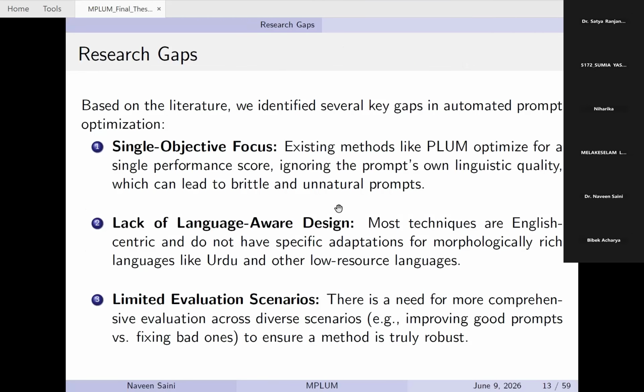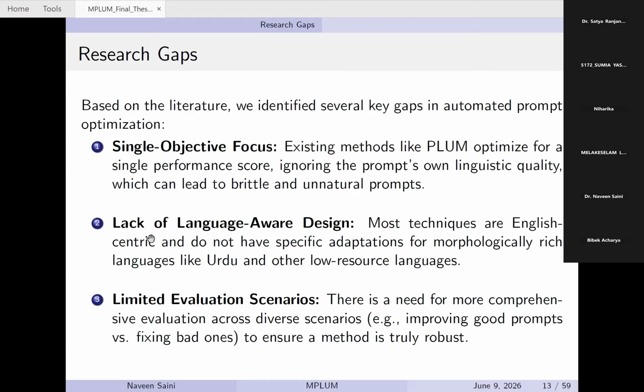Now I have discussed why we want to improve the prompt quality, and then I discussed a few of the existing works. Based on the literature, what we have identified is that the existing work, the PLUM work, is optimizing only a single performance score instead of having multiple perspectives, ignoring the prompt's linguistic quality, which can lead to brittle and unnatural prompts.